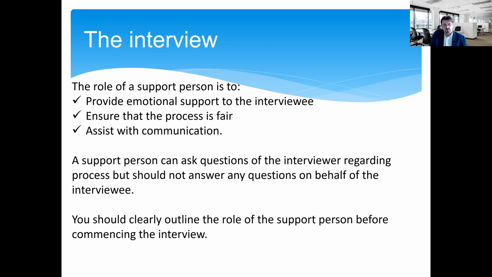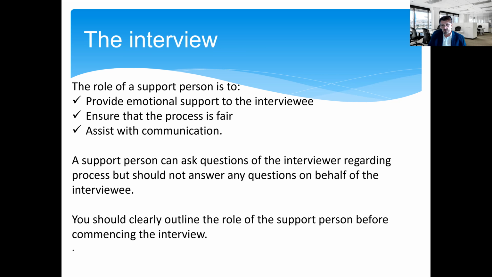Now, if you get a disruptive support person, you've got a number of options. One, you can stop the interview and say to the person, look, this is your role as a support person. Let me remind you, and you can't do what you're doing. You can stop the interview altogether and suggest we reconvene at a different time, and potentially suggest a different support person. You can eject the support person. I'm not a big fan of that. It's really a matter of keeping control of the situation.